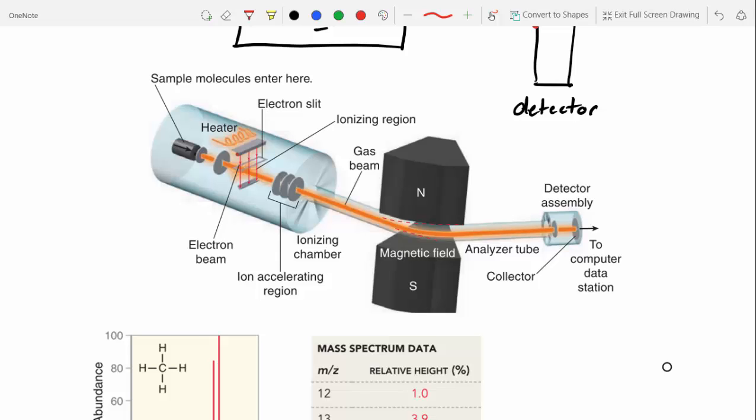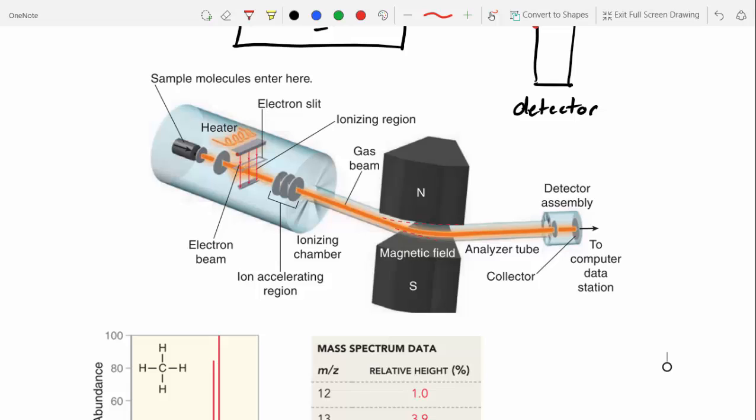Then we slam it with an electron beam. That's what knocks out one of those electrons. It forms your radical cation. And then it gets accelerated through a series of electromagnets into an ionizing chamber. And then you can see that north and south pole magnet. That's what deflects our radical cations, or our cations in general, into a detector assembly on the opposite side.